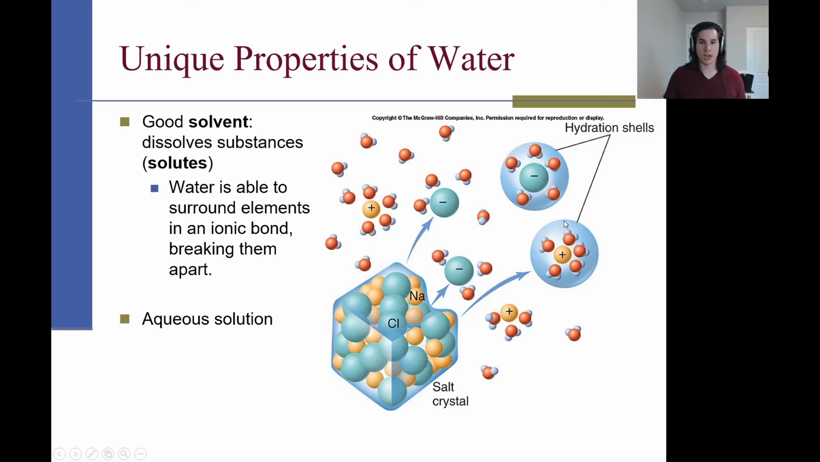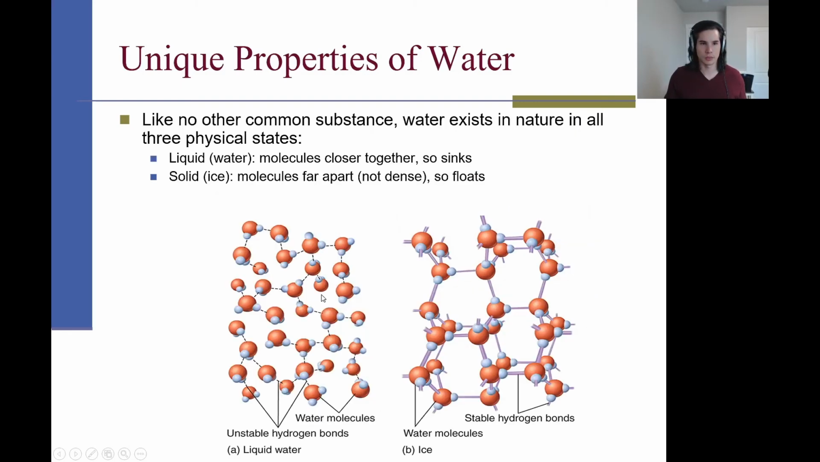And so essentially, this is how things become dissolved: water separates those two atoms from one another, and it forms almost like a bubble around it. So it separates these ions from each other, and now they're just floating in solution. We call this an aqueous solution. So here are some unique properties of water, the reason it is not like any other substance.